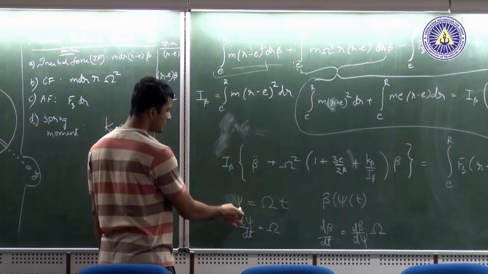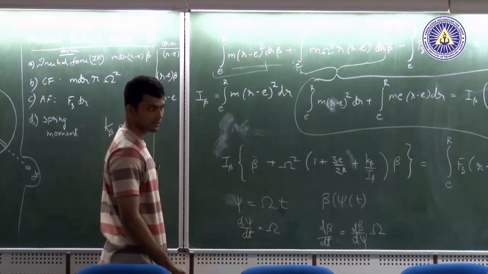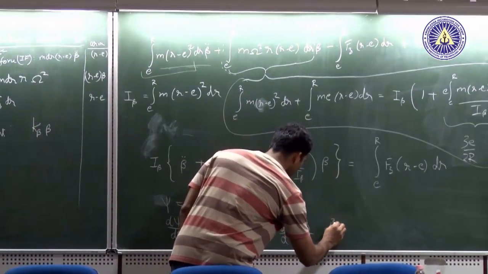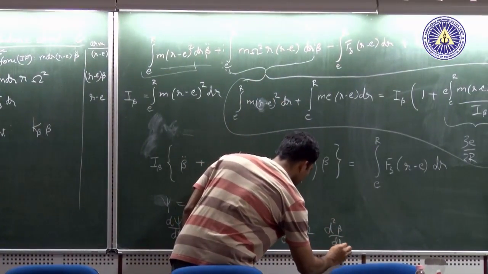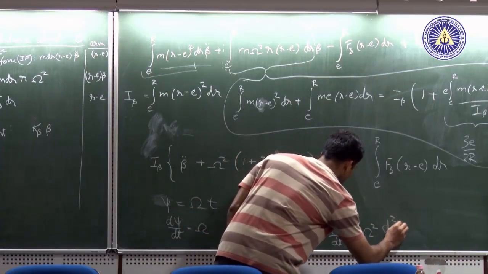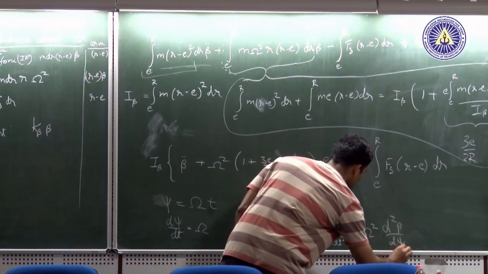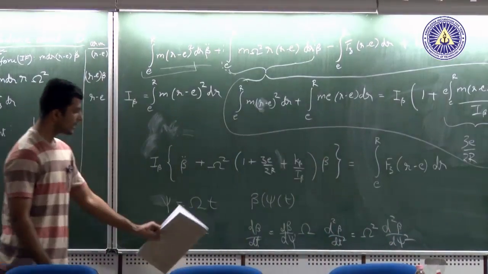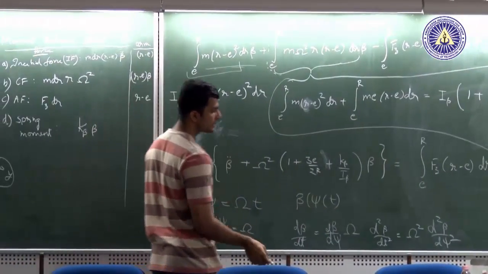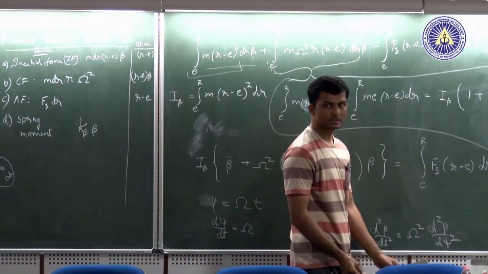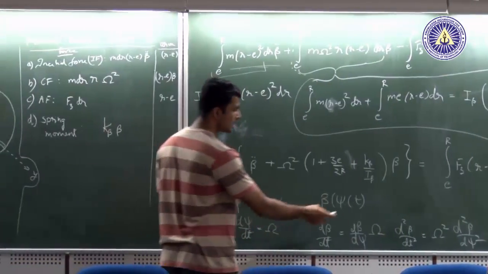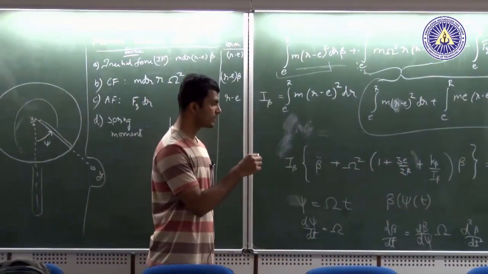And d square psi by dt square is 0 because omega is constant. So d square beta by dt square is omega square times d square beta by d psi square. This is denoted as beta double dot, and I am going to denote d square beta by d psi square as beta double prime. All the derivatives with respect to psi will be denoted as primes.